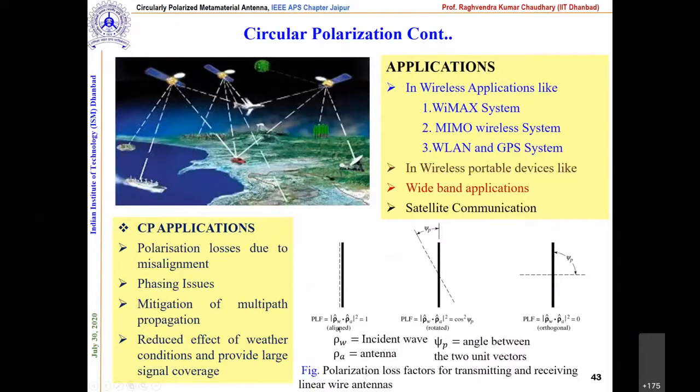When your incident wave and the antenna polarization are the same, you get a PLF of 1. Otherwise, it depends upon the cos phi term. If it is orthogonal, you are not getting anything. If you have horizontal polarized and vertical polarized antennas, like in your LTE mobile, which has two polarized antennas, vertical polarized and horizontal polarized, many times we are not using the information, and particularly MIMO we are using. So it provides extra diversity, and we get the signal properly.